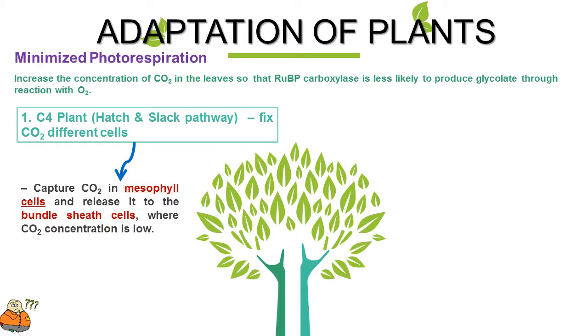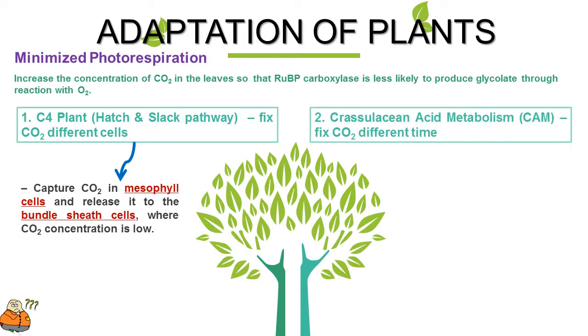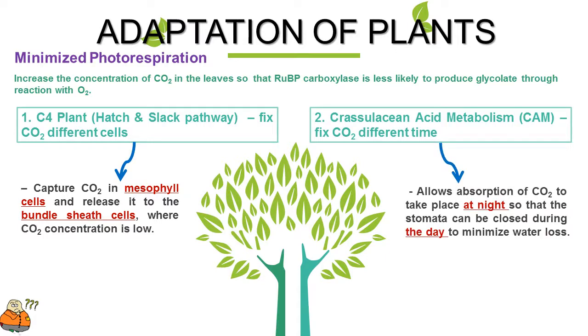The second group of plants that evolved to minimize photorespiration by maintaining a high carbon dioxide level use stored carbon dioxide in the form of organic acids. This plant is known as a CAM plant. This plant fixes carbon dioxide at different times, during night and during day. During the night, it allows absorption of carbon dioxide to take place so that the stomata can be closed during the day to minimize water loss.